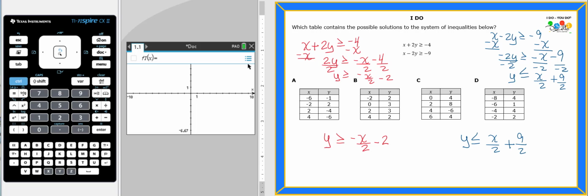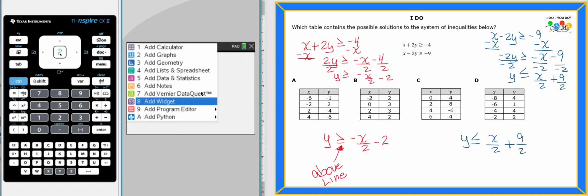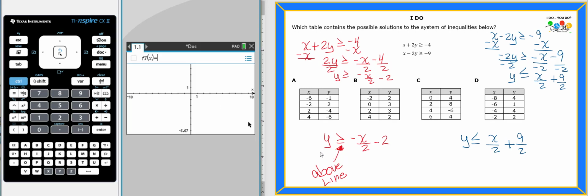So what do I mean by that? Well, it means that I'm going to look for the numbers that are above the line, because I'm looking for numbers that are greater than that, okay? So let's see if that makes sense. I'm going to come back to my calculator, and I'm going to get a graph, okay? So we're going to graph the first one.